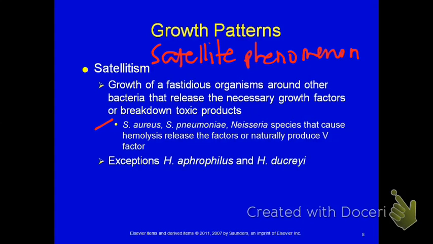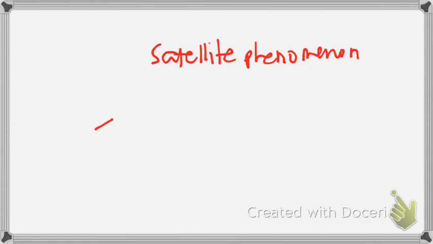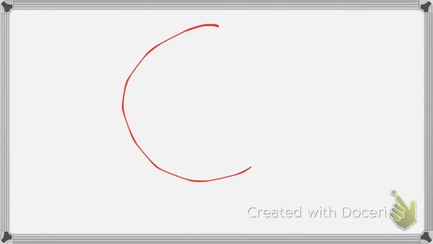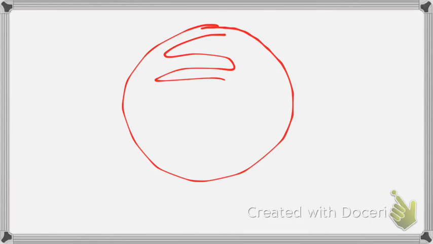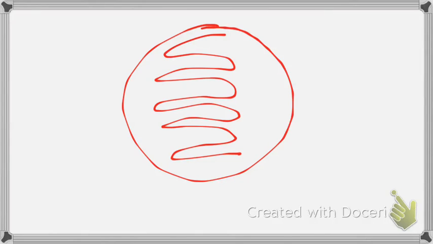So, just to make it clear, let's say, for example, this is your blood agar plate, and then you streak S. aureus. So, what will you have here? Let's say you now have the growth of Hemophilus colonies beside the colonies of S. aureus. What makes it satellite? It's because the colonies of organisms are near from one another.